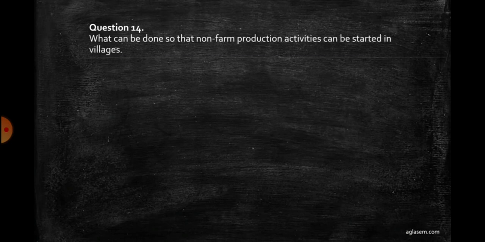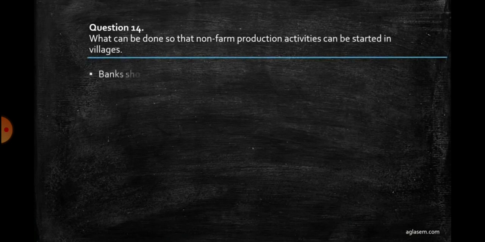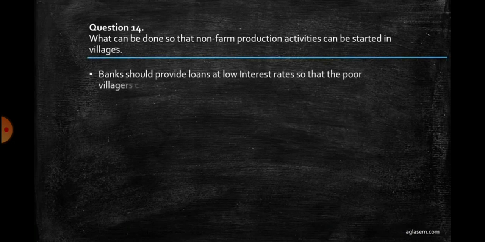Question number 14. What can be done so that non-farm production activities can be started in villages? First one is banks should provide loans at low interest rates so that the poor villagers can start some business to help them earn a living.